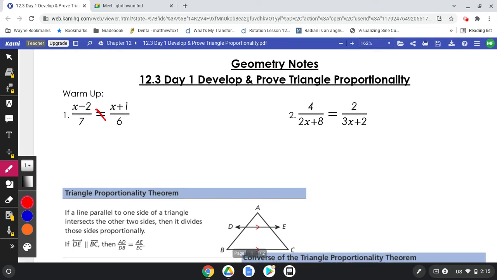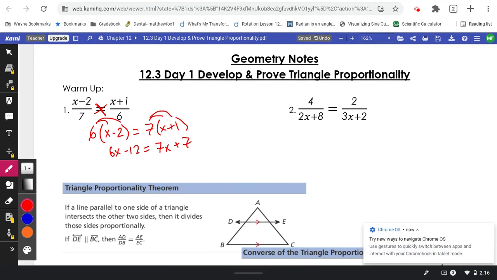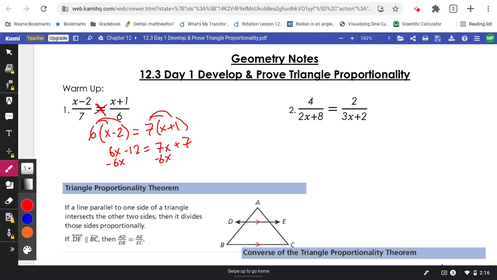Now, if we multiply here, 6 gets multiplied by that entire thing, so x minus 2, all of that. That will equal 7 times that entire thing, the x plus 1. Now from here, distribute that 6 in, right? 6x minus 12 equals, distribute the 7 in, 7x plus 7. And then from here, you will need to solve. Subtract 6x minus 6x. We'll get negative 12 equals x plus 7.